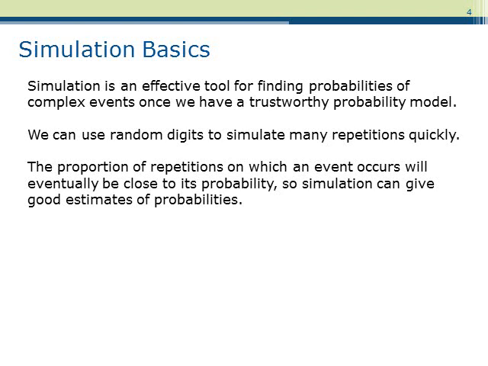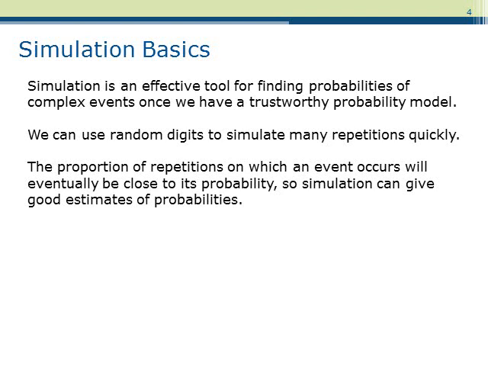Simulation is an effective tool for finding probabilities of complex events once we have a trustworthy probability model. We can use random digits to simulate many repetitions quickly. The proportion of repetitions in which an event occurs will eventually be close to its probability, so simulation can give good estimates of probabilities.